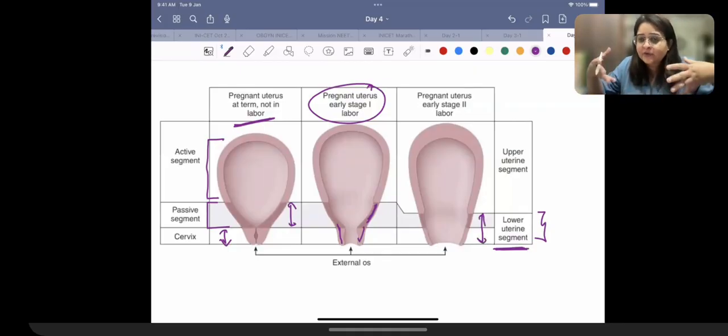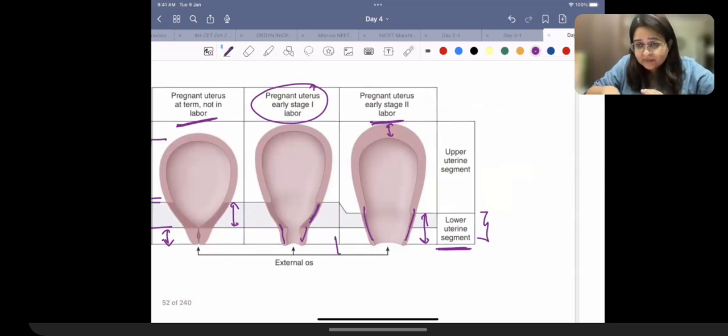This is taking up of the cervix, and the cervix becoming part of the lower uterine segment. And you can see the upper segment becomes thicker and contracts, and the lower segment thins out. Okay, so this is what is happening in the first stage of labor. This is the early second stage, till here is the first stage of labor.